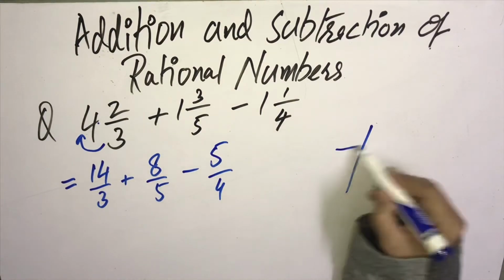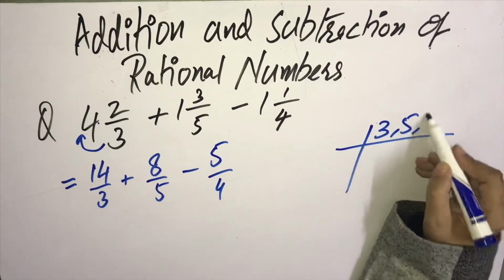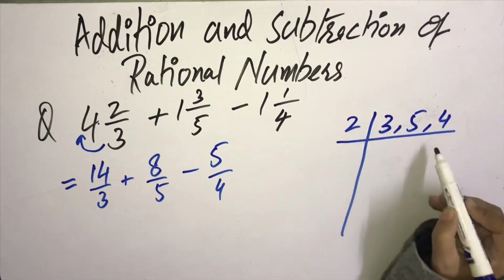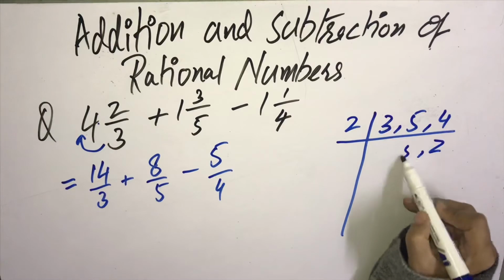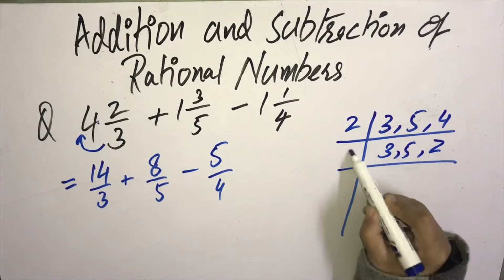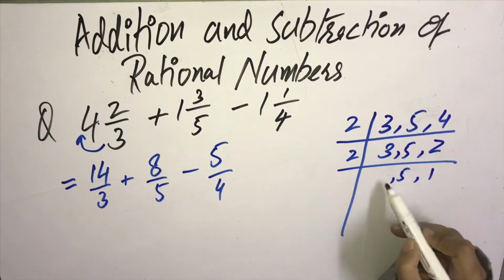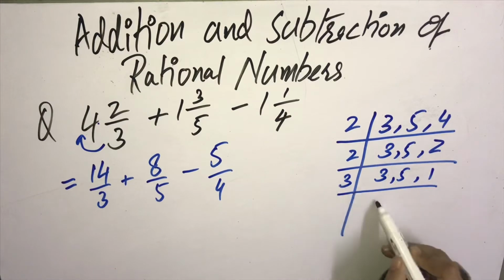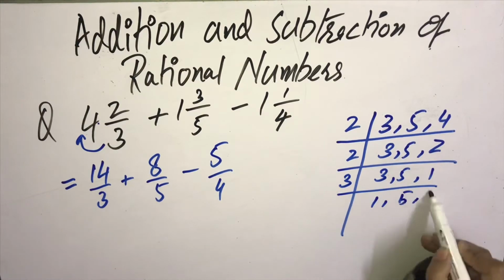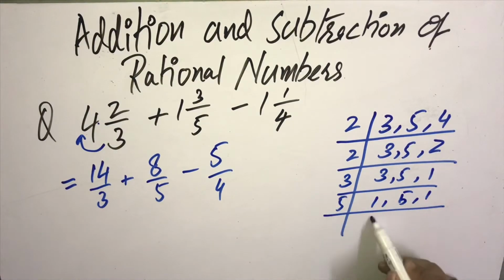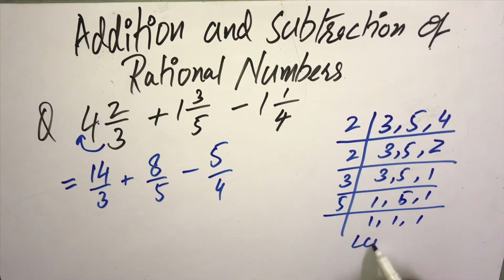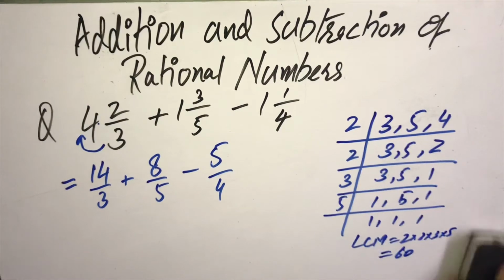LCM of 3, 5 and 4 to make the denominator same. Start with 2, 2 2s are 4, 5 and 3 as it is. Again with 2 to make it 1. Now with 3, it is now 1 and at the end with 5. The LCM is 2 multiply 2 multiply 3 multiply 5, 60. Now we have to make all the denominators equal to 60.